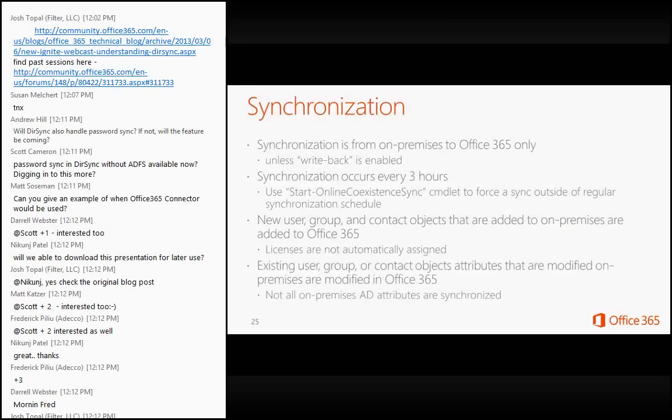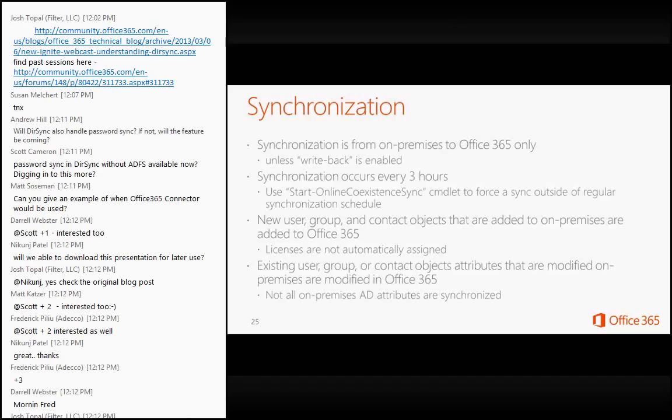Right, so from a synchronization perspective, we've said that we can do some write-backs, so that's if we enable the hybrid piece. It will synchronize every 3 hours by default, but you can log on to the Directory Sync server. You can open up PowerShell, but you need to navigate to the program files and then the Microsoft Online Directory Sync folder, and you can run a Directory Sync config shell. And then once you've opened that up, you can run a command called start online coexistence sync, and that would then force synchronization outside of that regular 3-hour window.